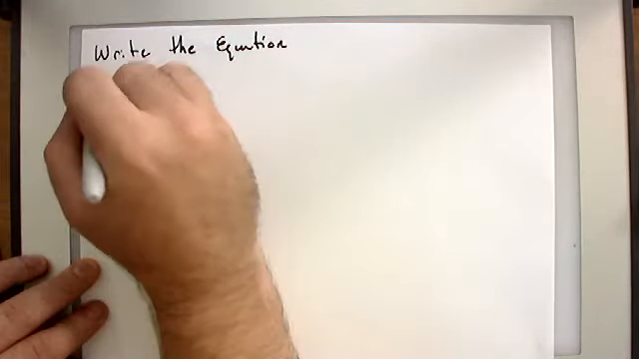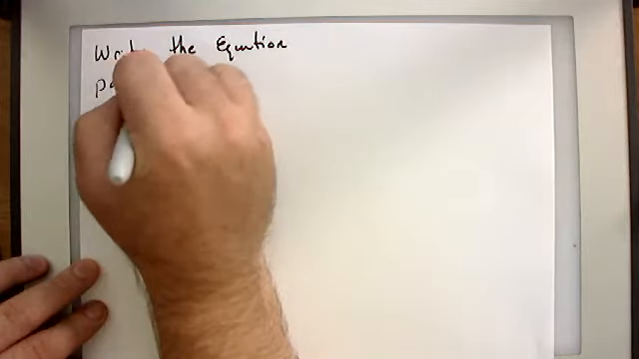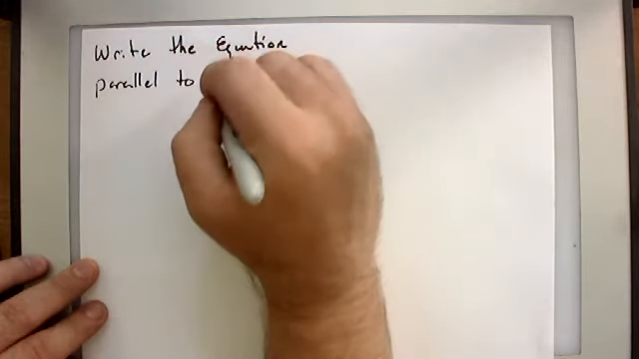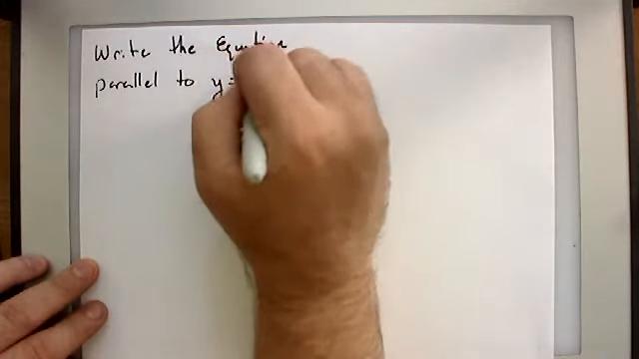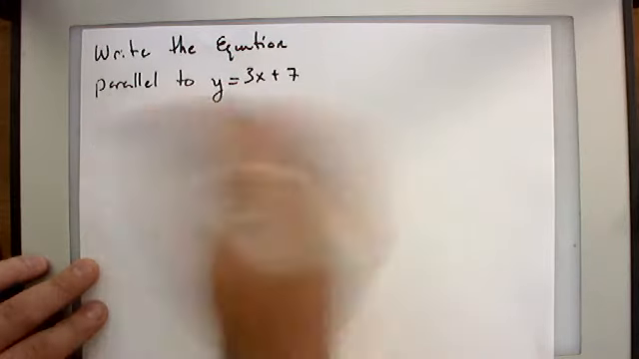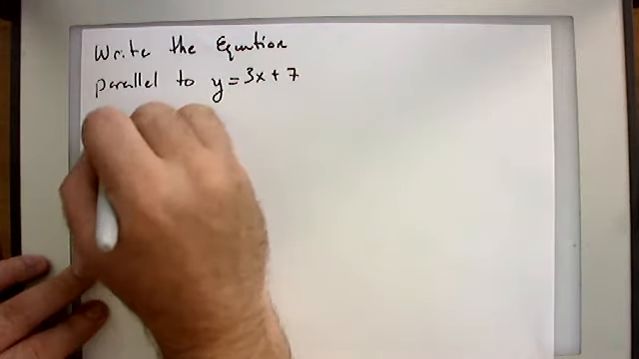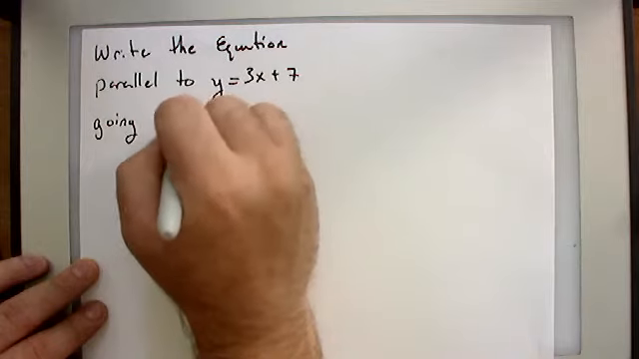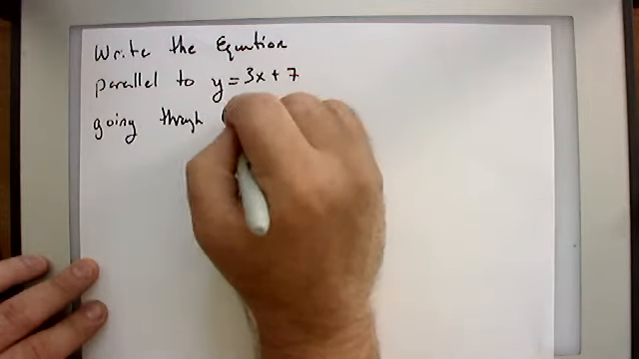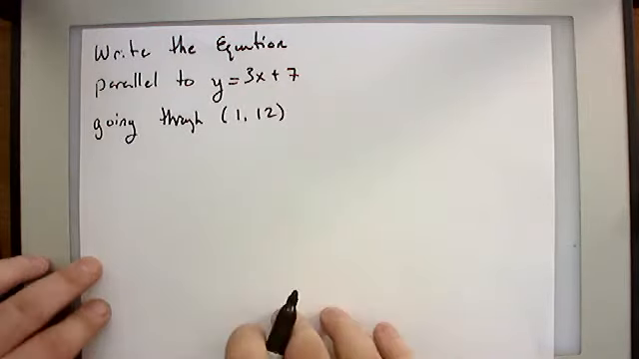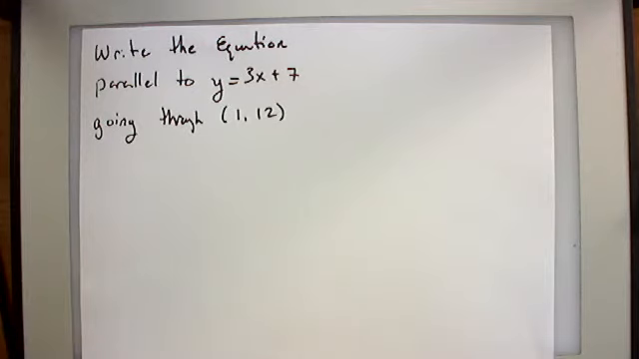Let's say it said parallel to y equals 3x plus 7, just whatever. And then they're going to say going through or passing through, I don't know, 1, 12, something like that. So this is a pretty typical question. Write the equation of a line parallel, I'm abbreviating a little bit here, to y equals 3x plus 7 going through 1, 12.